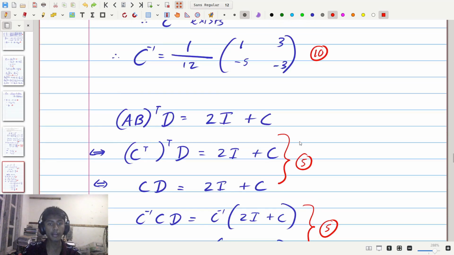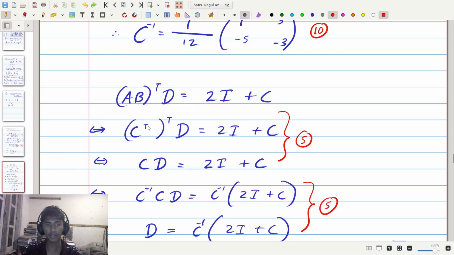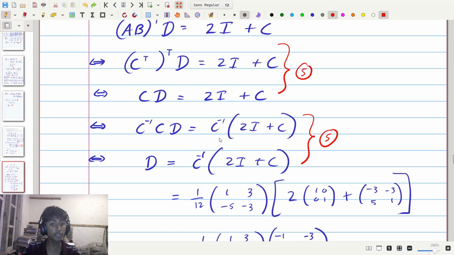Now after that, when you then take the equation you're given, do some substitutions, do some rearrangements, you get 5 marks for that, and then you do some more substitutions and some more rearrangements, multiply both sides by C inverse matrix and get to this point, you get another 5 marks.